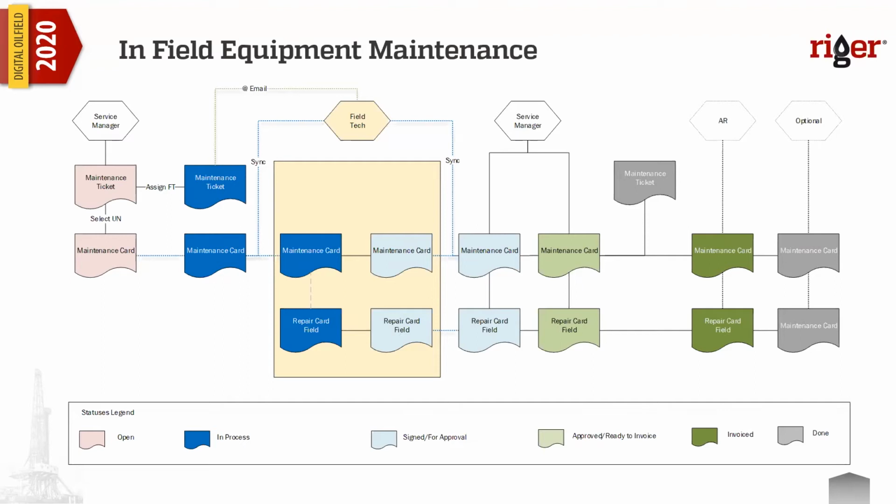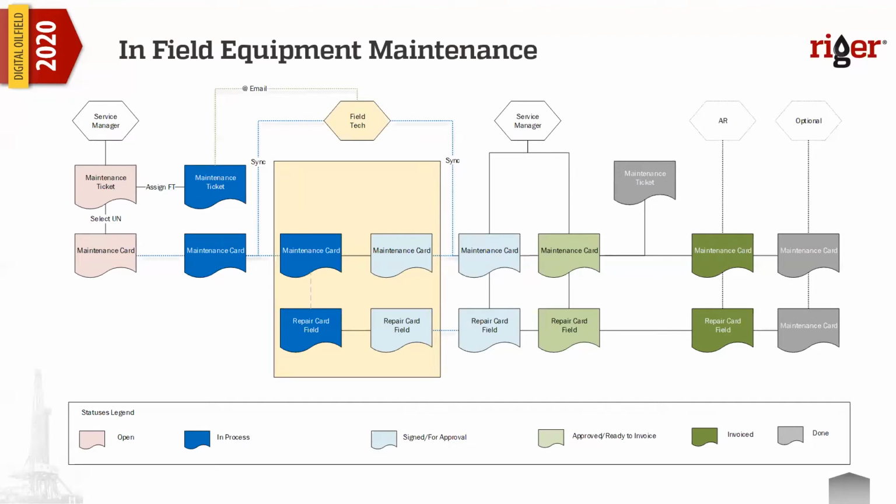Again, everything starts from the service manager in the office, who works with the desktop application of RigER. He can generate a maintenance ticket. The maintenance ticket will probably have several maintenance cards, because every single maintenance card is assigned to a specific unit. So one unit number, one card. But in case of multiple unit numbers, we will have them all on the maintenance ticket as the summary document of all these maintenance cards assigned to the specific job.